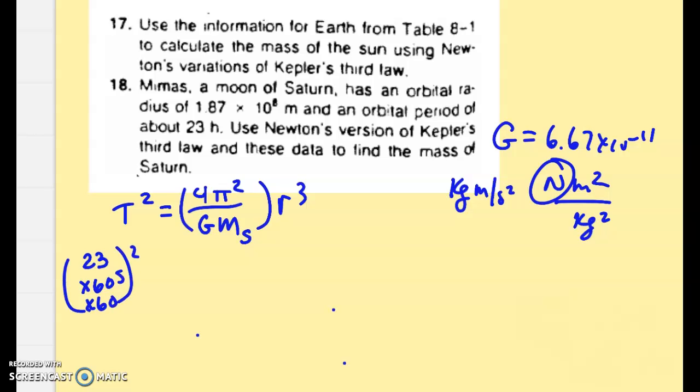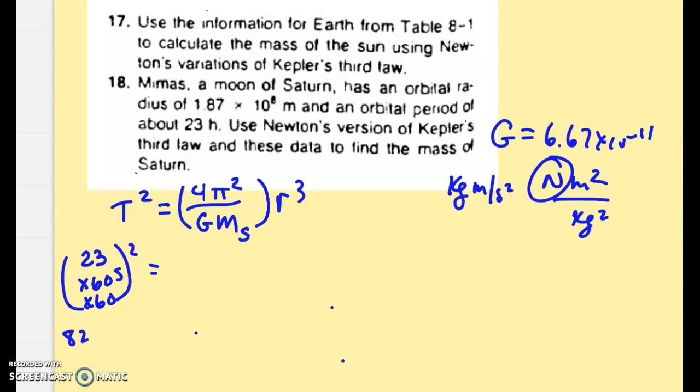That's going to get squared. I did that before I started the video. 82,800 seconds is what is going to be squared there. And then that's going to be equal to all of these things. I'll take this 1.87 times 10 to the 8th meters, and I'll plug it in there. Don't forget to cube it.